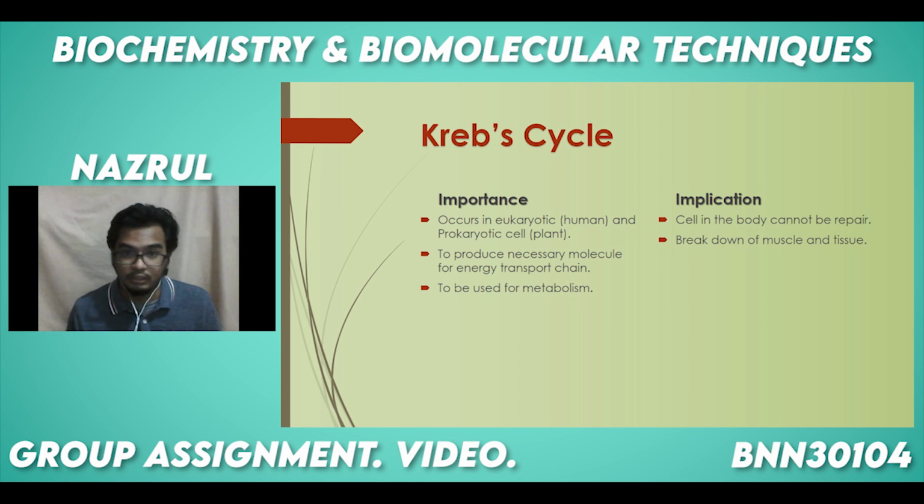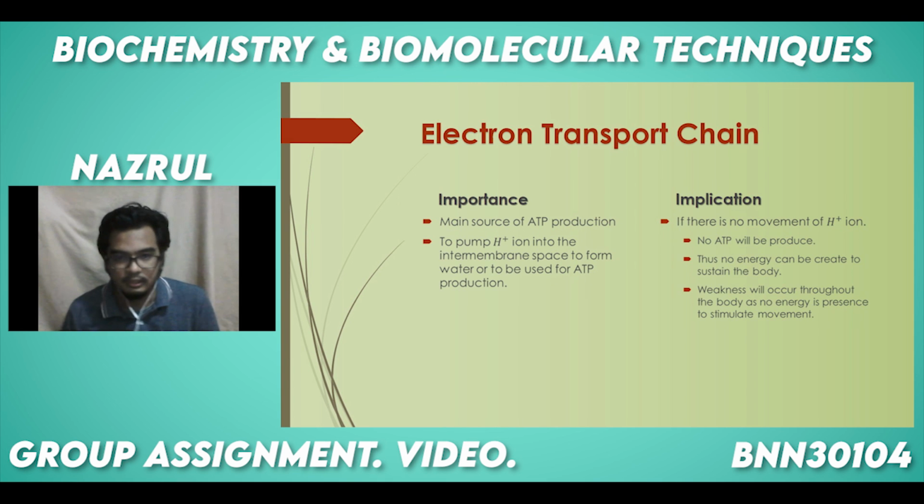Then we go to the next topic, which is the electron transport chain. The first thing that we need to know about this cycle is that it is the main source of ATP production. Also, the electrons are used to pump the hydrogen ions into the intermembrane space to form water or to be used again for ATP production.